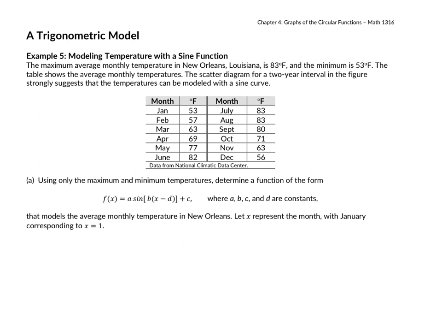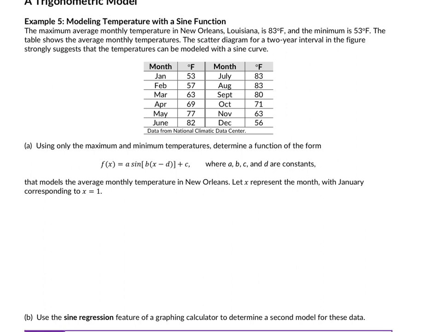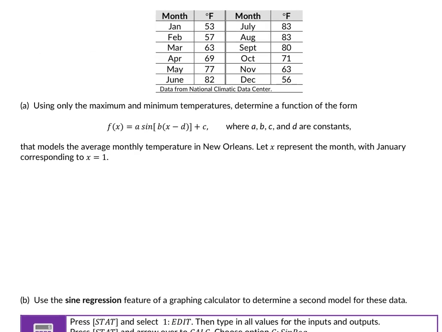Using only the maximum and minimum temperatures, we're going to determine the function of the form a sine of b times x minus d plus c, where a, b, c, and d are constants. Things that we will need to answer this question is to remember what the a, b, c, and d stand for in this function. Now the a value here is your amplitude, since it's your vertical dilation. We had a formula for amplitude in the last set of notes that is the max minus the min divided by 2. Now the problem tells us that the maximum is 83, the minimum is 53, so if we subtract those, divide by 2, we get 15.